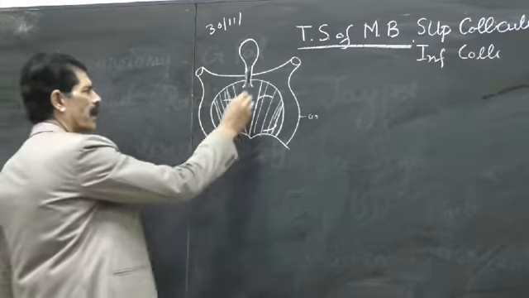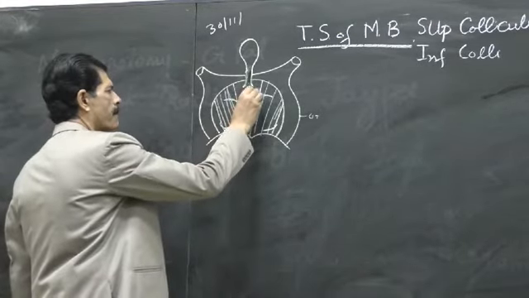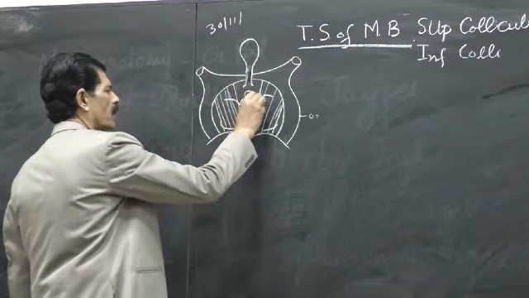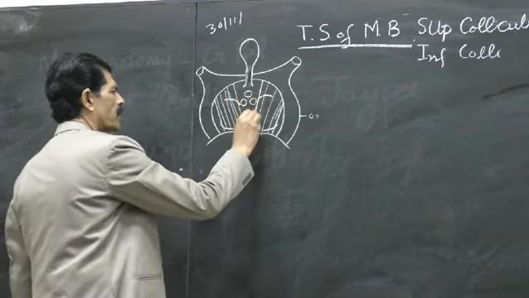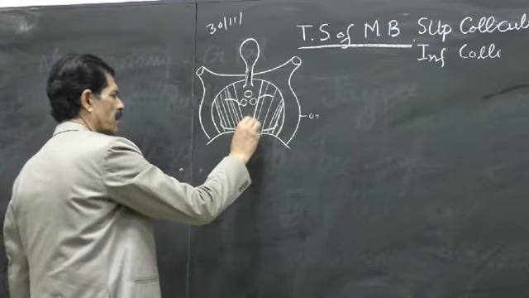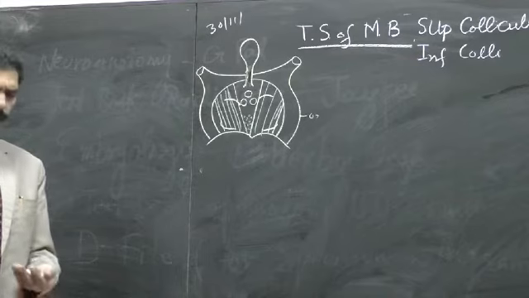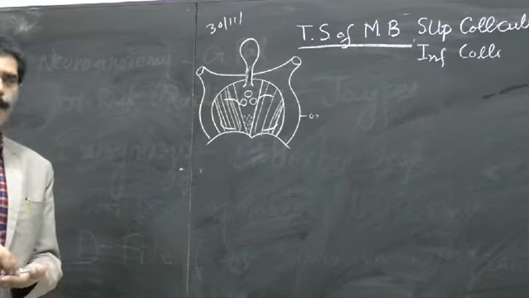And in the midline here lies the tuber cinereum, and posteriorly there are two mammillary bodies, and there is the posterior perforated substance. So this corresponds to the interpeduncular fossa, that is the ventral aspect of the midbrain.